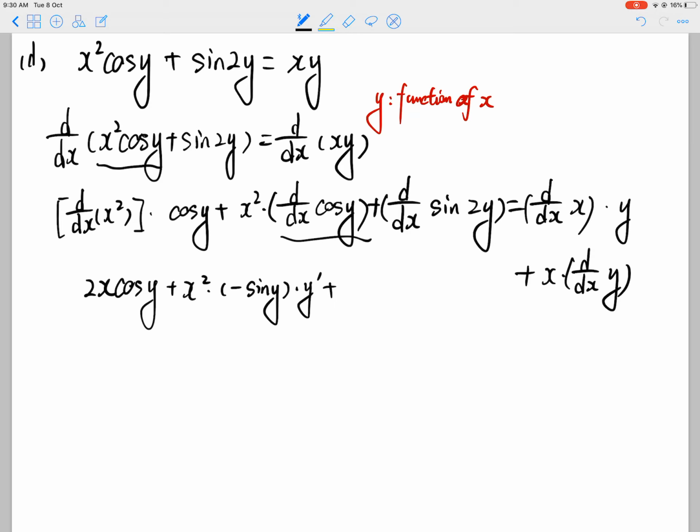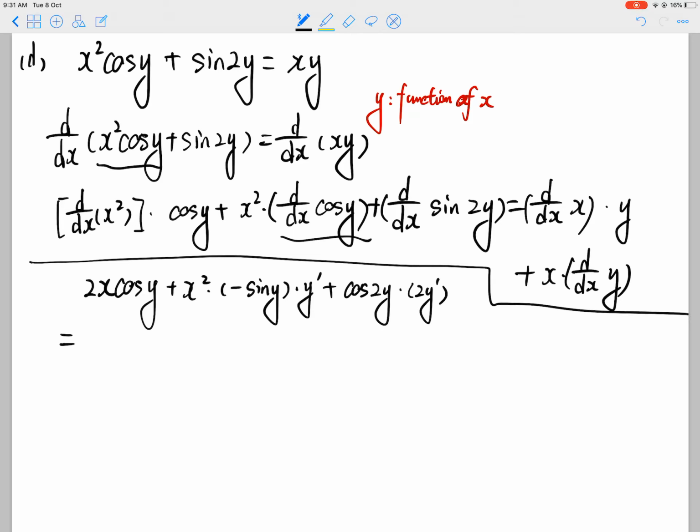So this is the left side. Let's finish this. Plus sine 2y: the derivative of sine is cosine, and 2y's derivative is 2y prime. This is the left-hand side, equals the right-hand side. Right-hand side, d over dx of x is just 1, times y, plus x times dy over dx, which is just y prime.